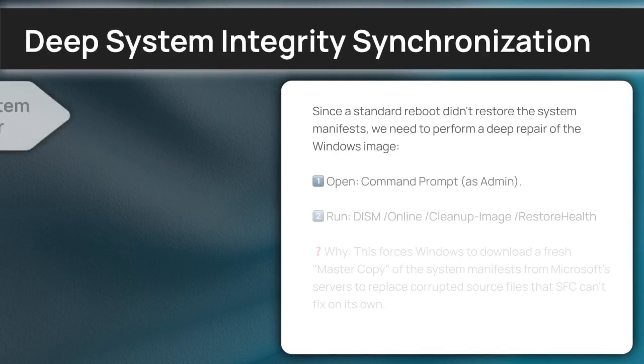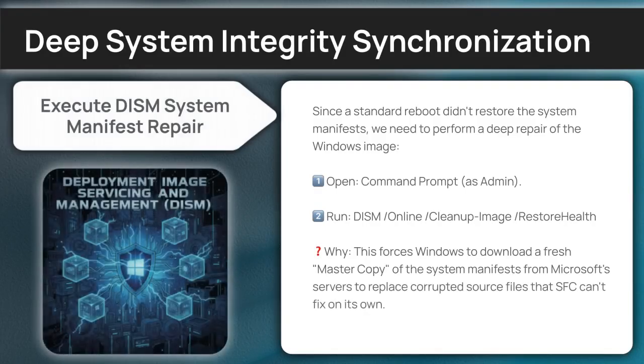Following the restart, if the diagnostic status remains unchanged, please execute the commands in Step 3. If you need to pause the video to review the syntax, please do. Since a standard reboot didn't restore the system manifests, we need to perform a deep repair of the Windows image. First, open command prompt as admin. Second, you're going to type dism /online /cleanup-image /restorehealth, then hit enter.